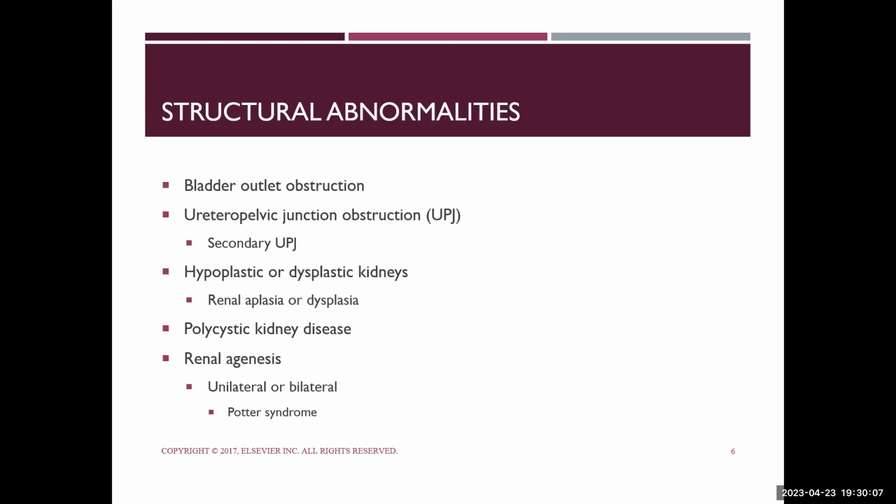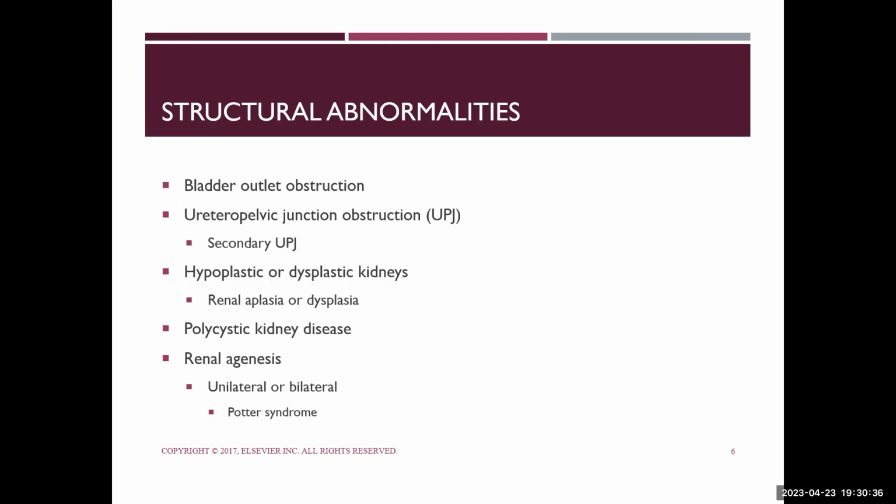So this is a blockage. The ureteropelvic junction is located where the pelvis of the kidney meets the ureter. That's the ureteropelvic junction. So ureteropelvic junction obstruction refers to a blockage in that particular area. The obstruction impedes the flow of urine down to the bladder. That causes urine to back up in the kidney and dilate it.